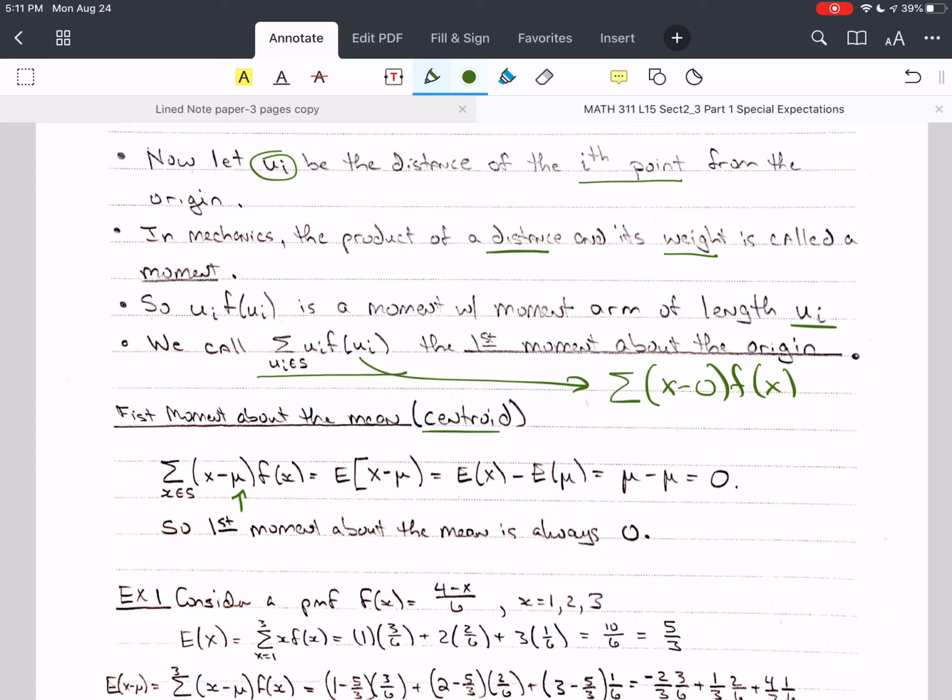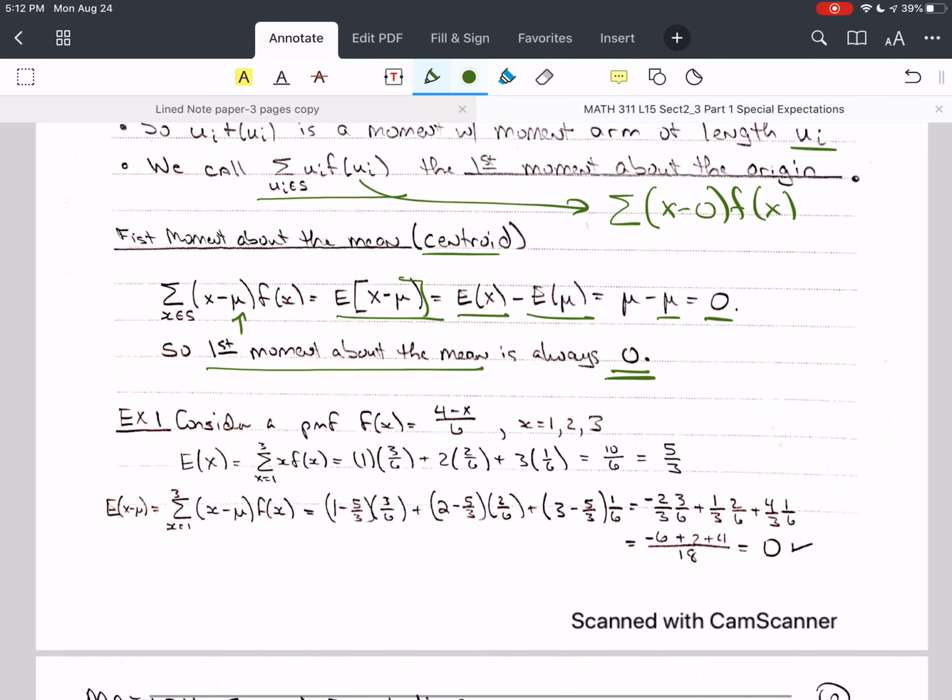Now, so we take the expectation. This is going to be the expectation of x minus mu. Okay? Oh, and I've written it here. That's right. And we can take the expectation of x minus mu, and the expectation is a linear operator. And so we can break that up: E of x minus E of mu. Well, mu is a constant, so that's just mu. And E of x is the mean, mu. So we've got mu minus mu, which is 0. And this is called the first moment about the mean, and it is always equal to 0.